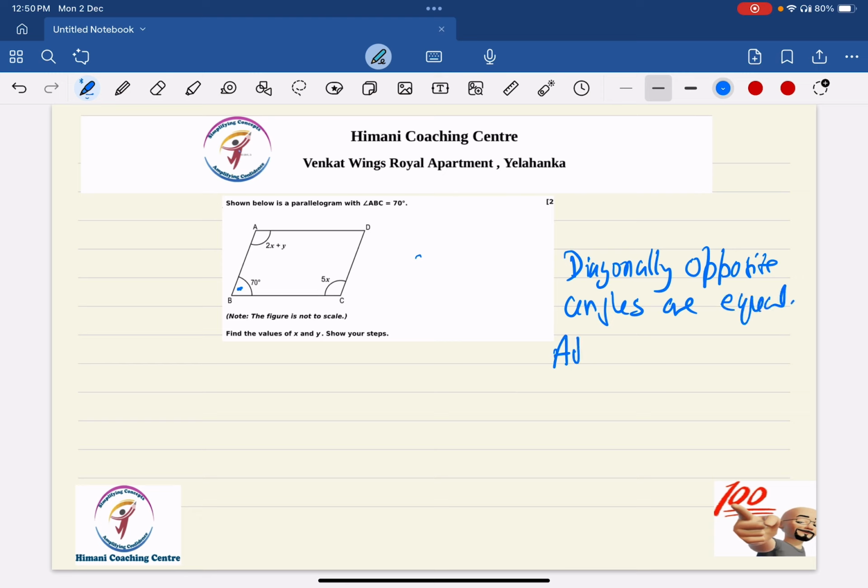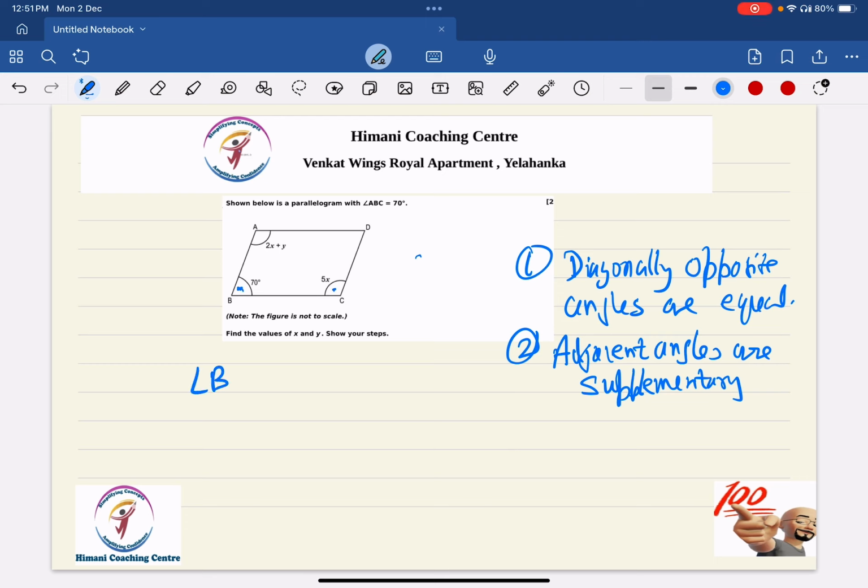Also, adjacent angles are supplementary. So this is property 1. Property 2 is adjacent angles are supplementary. What does supplementary mean? They add up to 180 degrees. Now let us look at B and C. They are adjacent angles. So we can say angle B plus angle C is equal to 180 degrees.